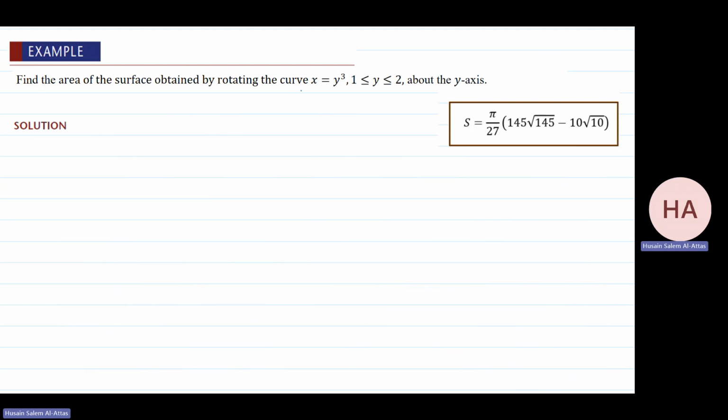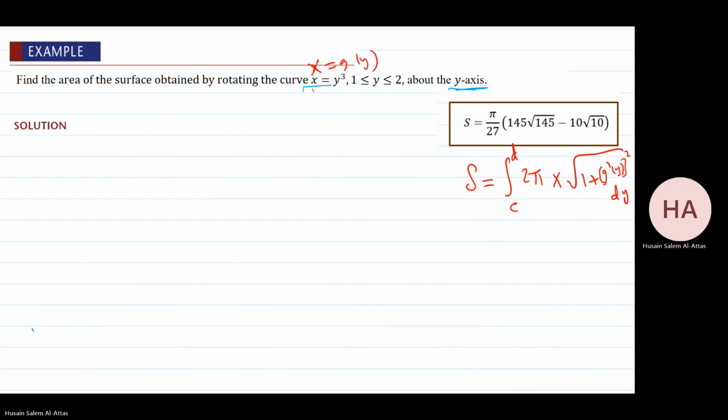Find the area obtained by rotating this function about what? The y-axis. Y-axis means my S will be integral from A to B, or C to D in this case, since it is y, 2π x, square root 1 plus, since about y-axis, g prime of y squared dy, since I have x as a function of y. So I need to do this. G of y is y cubed. That implies g prime of y is 3y squared. Okay. And what is x? X will be y cubed.